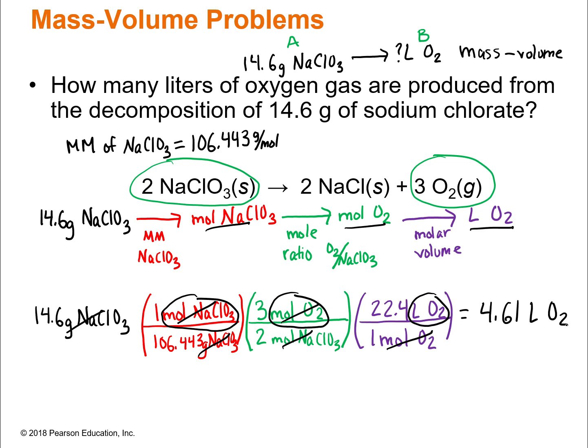On an exam, the most important part to me is you being able to set this up. So if you fumble a number on a calculator, you're not going to lose that much in terms of credit. But you're going to get credit for each of these unit factors that you set up properly.